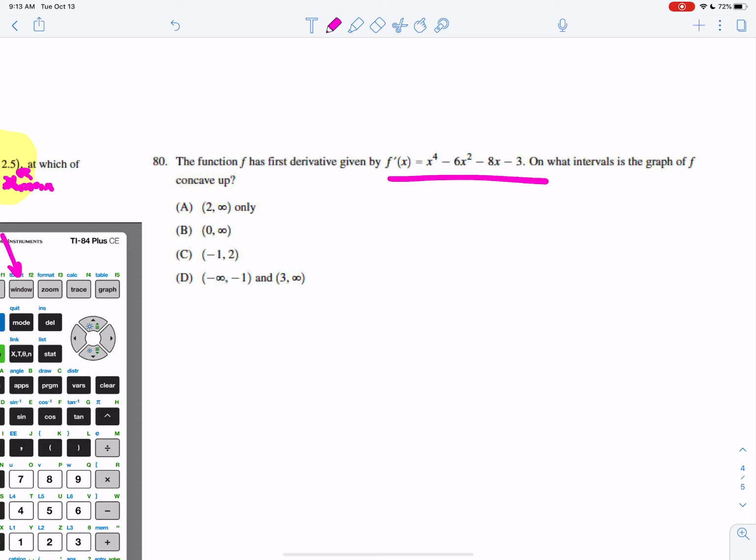Okay, here they gave us f prime, so I'm going to type that out: x to the fourth minus 6x squared minus 8x minus 3. I want to know where the function is concave up, so I'm going to go to the second derivative so I can see where it's positive. So I'm going to graph the second derivative.